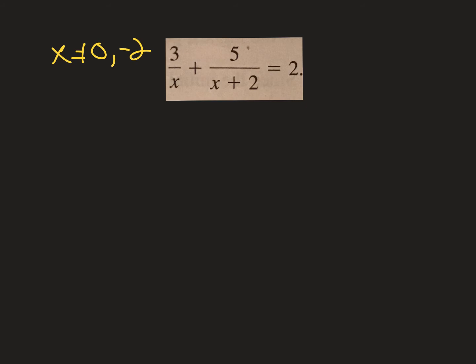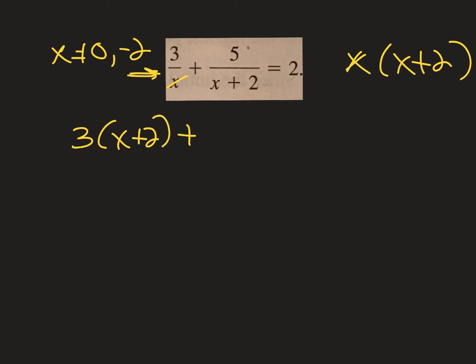Second thing you need is the GCF, which is x and x plus 2. What I'm going to do is multiply every single term in there times x and x plus 2. If I do this first term, the 3 over x, the x's would cancel. So that's going to leave a 3 and an x plus 2. There's the fraction gone. The second term, the x plus 2's would cancel, so I'd have a 5x. The third term, nothing at all cancels, so I'd have a 2, an x, and an x plus 2.